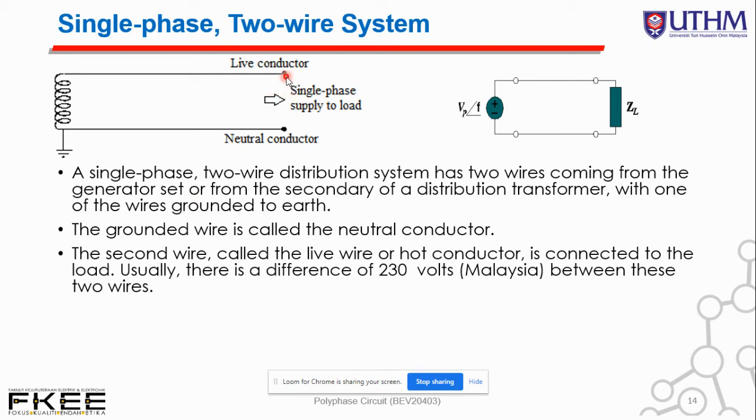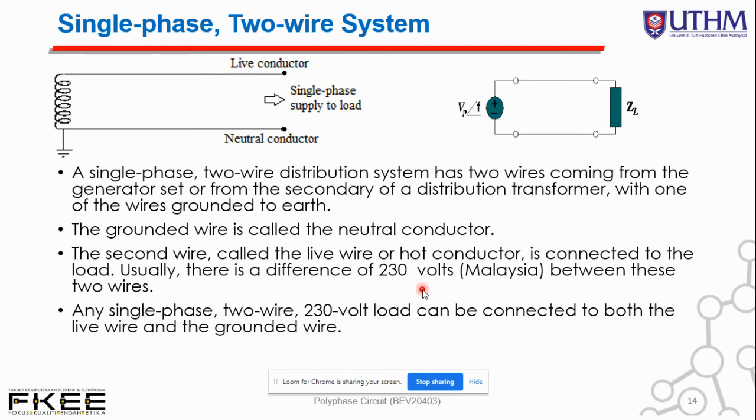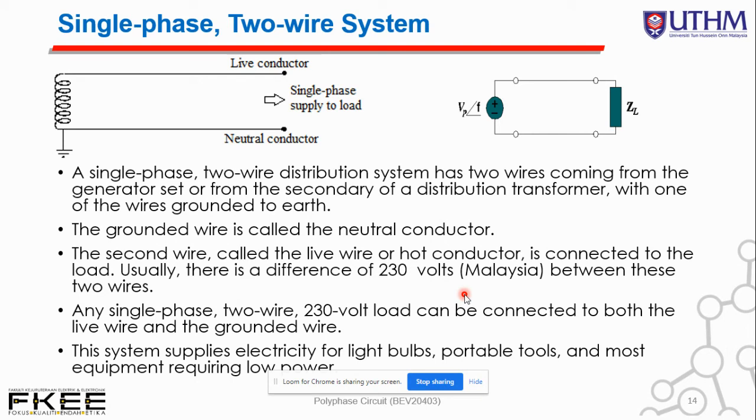The difference of electrical potential between these two points, the live conductor and neutral conductor, is actually 230 or 240 volts in Malaysia. So any single phase, two wire, 230 or 240 volt load can be connected to both the live wire and the grounded wire. This system supplies electricity for light bulbs, portable tools, and most equipment requiring low power.